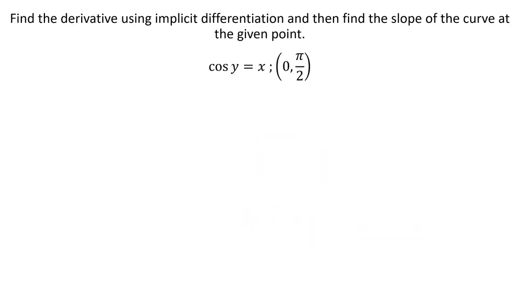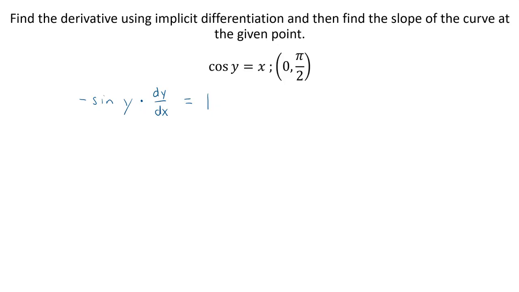Let's find the slope of the curve of cosine of y equals x at the point (0, pi over 2). The first thing that we need is the derivative. Because y is not explicitly defined as a function of x, we'll use implicit differentiation to find our derivative. On the left, we'll have to use the chain rule since y is a function of x. The derivative of the outside function, cosine y, is negative sine y, and the derivative of the argument, y, is dy over dx. And the derivative of x on the right is 1.